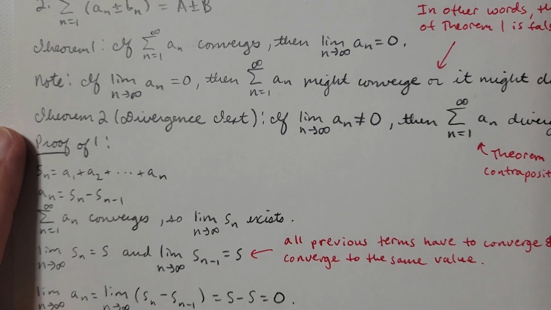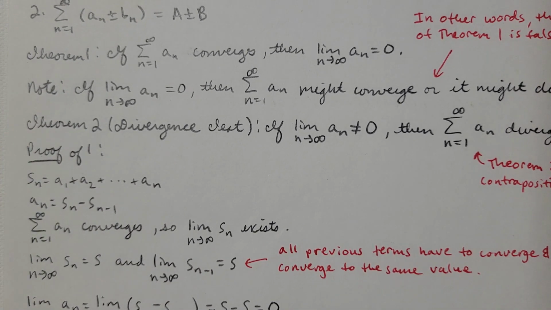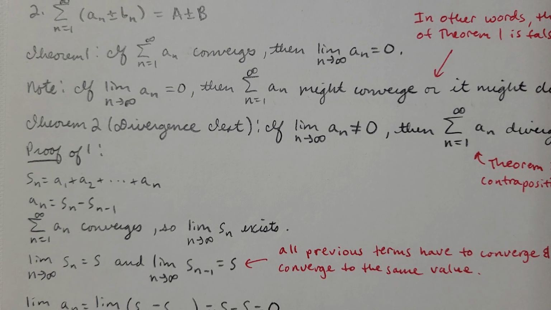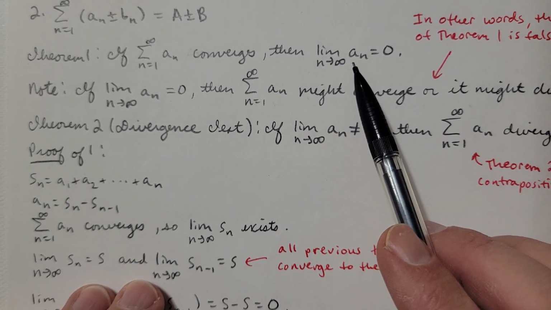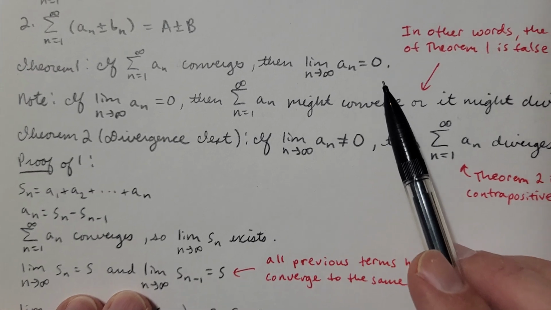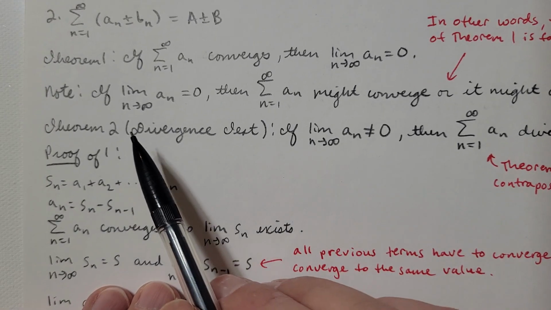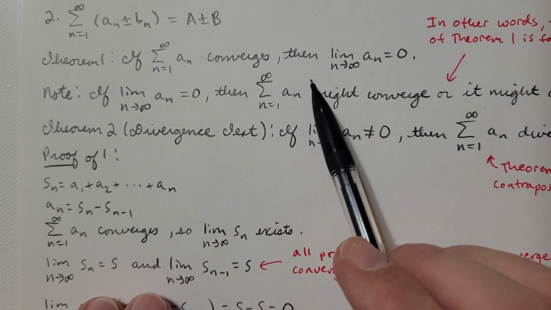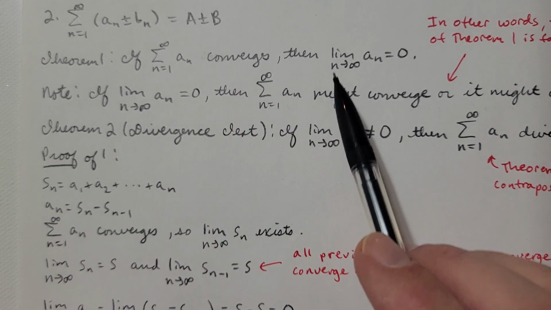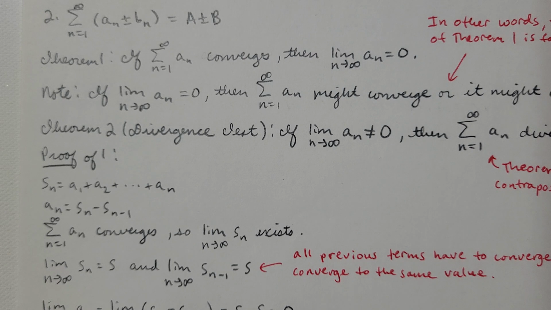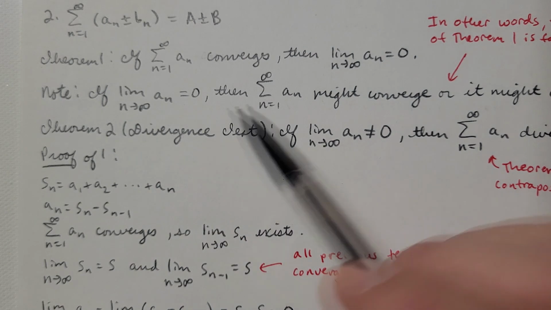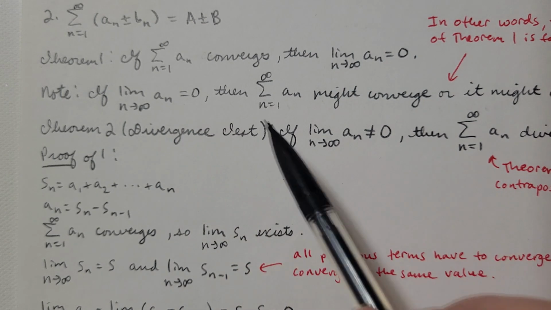There's a couple of theorems next that we'll talk about. Theorem 1 says that if the summation as n equals 1 to infinity of a sub n converges, then the limit as n approaches infinity of the sequence a sub n is equal to 0. There's a note there that says you cannot read this right to left. Some students tend to do that.